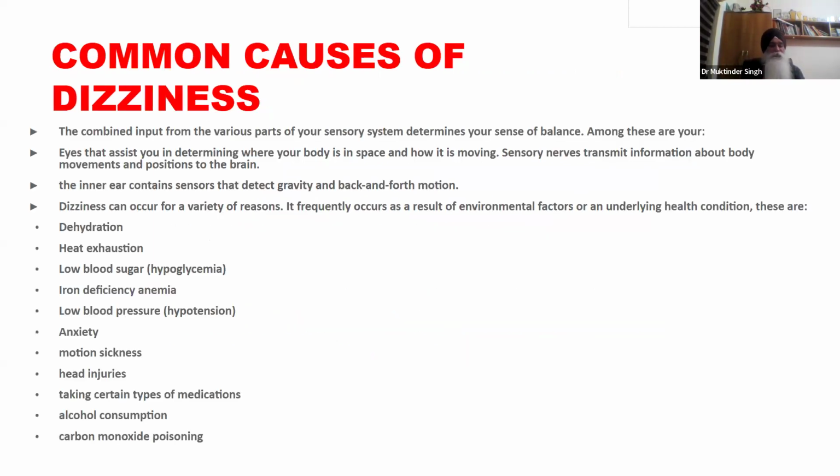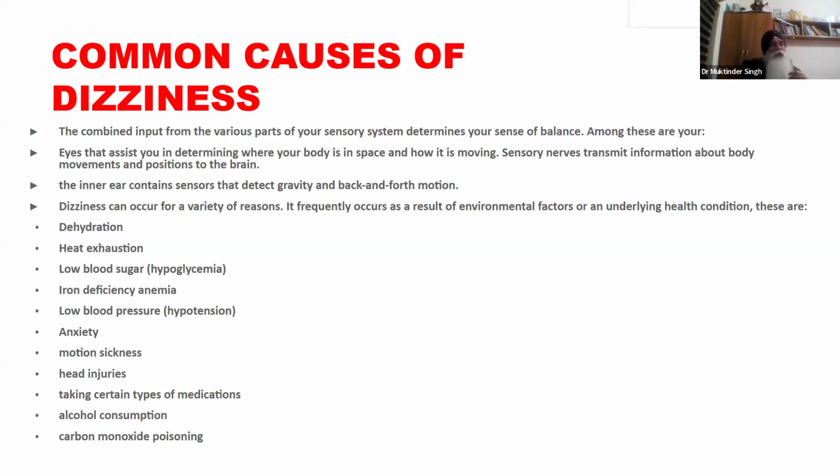The common causes of dizziness: a combination of input from the various parts of your sensory system determines the sense of balance. Eyes assist you in determining where your body is in space and how it is moving. Sensory nerves transmit information about body movement and position to the brain. The inner ear contains sensors that detect movement. So it is more of a sensory failure. Dizziness can occur for a variety of reasons like dehydration, heat exhaustion. These days, sunstroke can cause syncope and can cause dizziness. So heat exhaustion, low blood sugar levels.